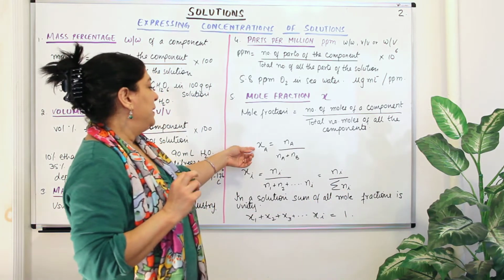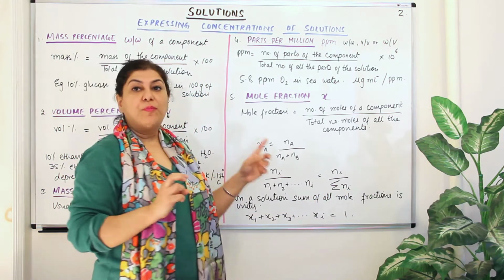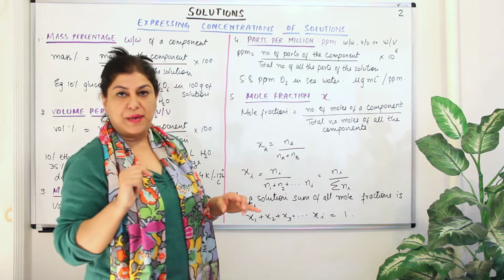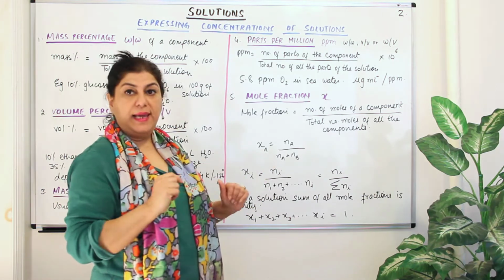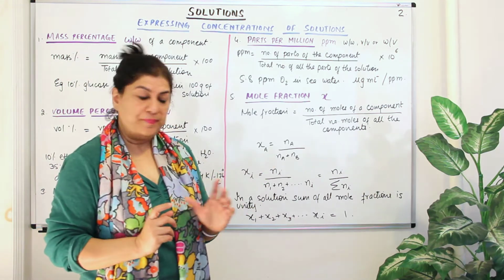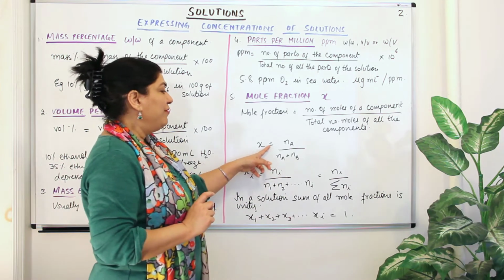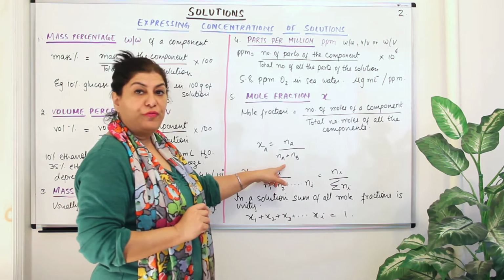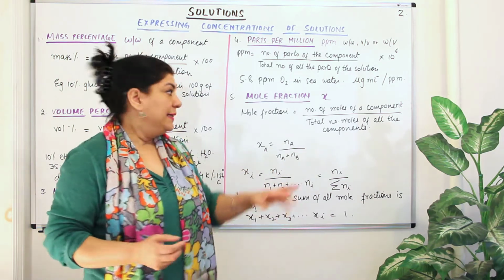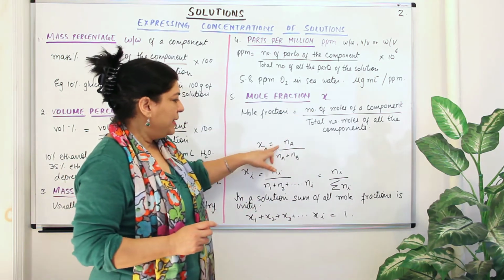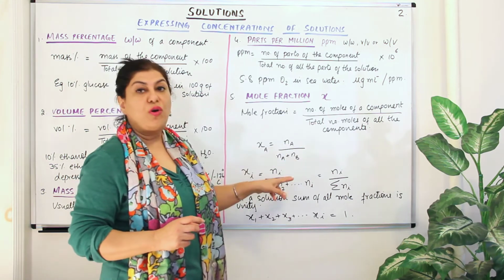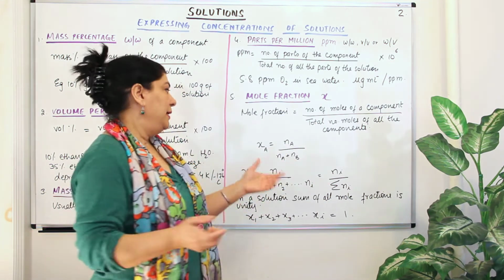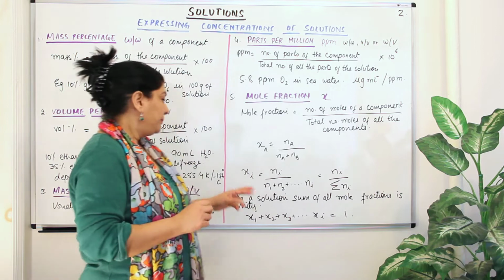So for example, you want to find out mole fraction. Mole fraction is represented by X of a component A in a mixture of A and B. The mole fraction of A would be equal to the number of moles of A divided by the number of moles of A plus the number of moles of B. That is the total number of moles of one component divided by the total number of moles of all the components. That will give you the mole fraction of A.